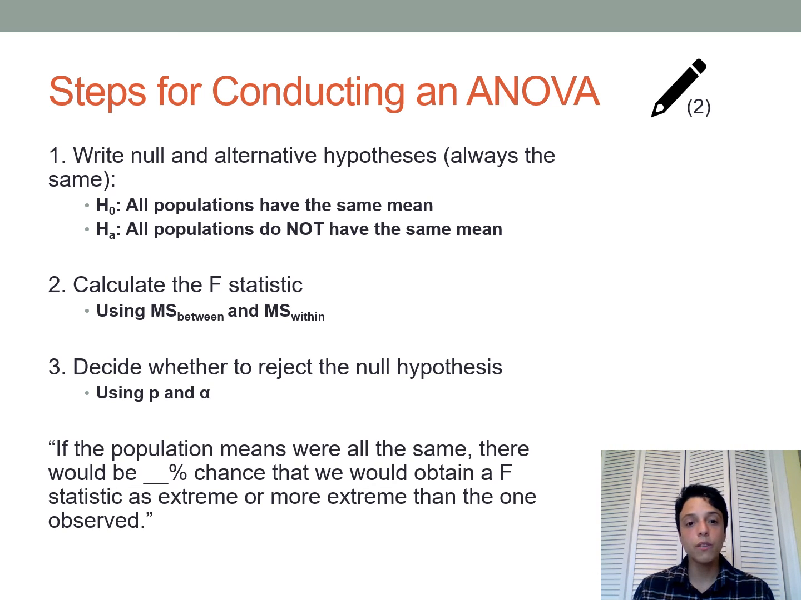And if you reject the null hypothesis, you'd be able to make this statement: if the population means were all the same, there would be some percent chance, based on your p-value, that we would get an F statistic as large or larger than the one we got. So a very low number there is evidence that the population means aren't the same. In other words, if you get a really unlikely F statistic based on a world in which all your population means are the same, you would reject the null hypothesis that all the population means are the same.